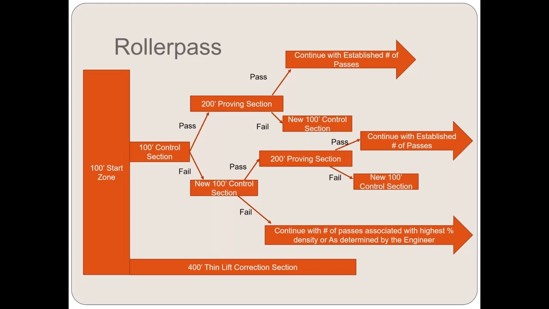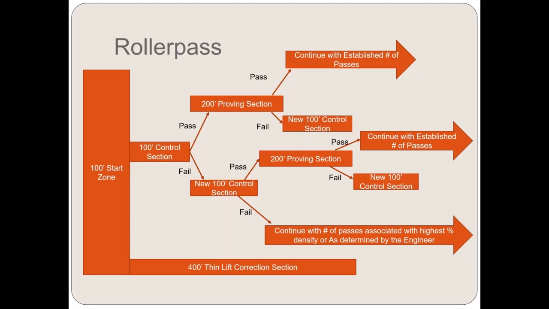If that 100-foot control section passes, you go up, you do your 200-foot proving section. If that passes, then you continue with the established number of passes. If your first control section fails, you set up a second control section. If that control section would fail, then you continue with the number of passes associated with the highest percent density, or something worked out with the engineer in the field.